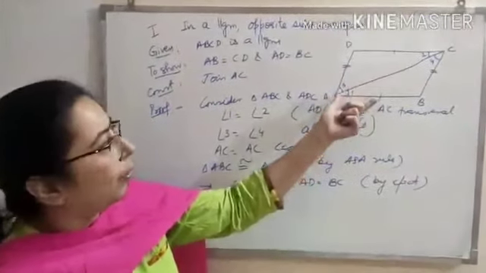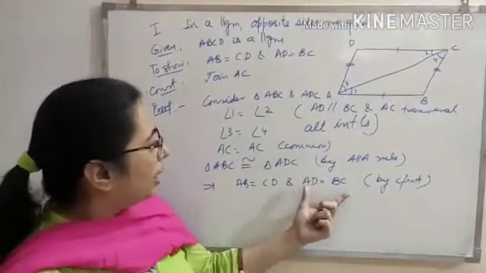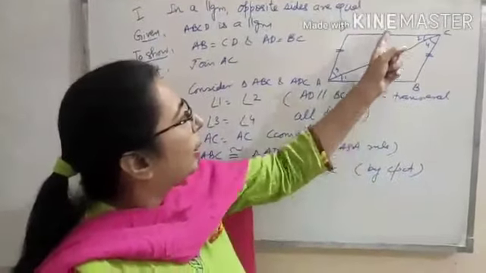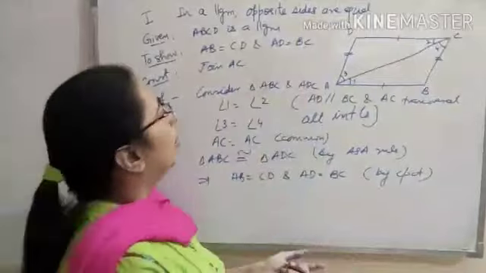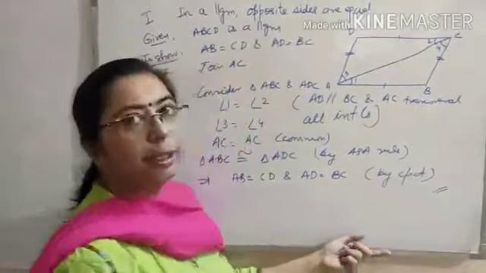The same which we have done earlier. Now we are using the CPCT, corresponding parts. AB is equal to CD and AD is equal to BC. Therefore, in a parallelogram opposite sides are equal.